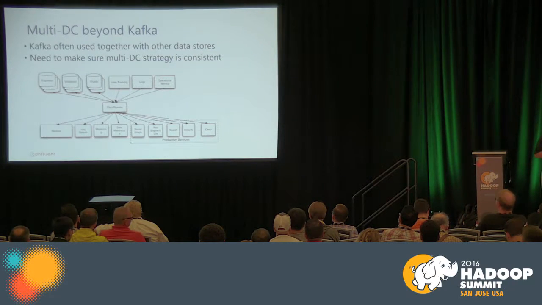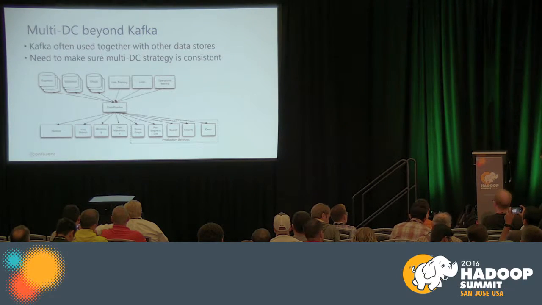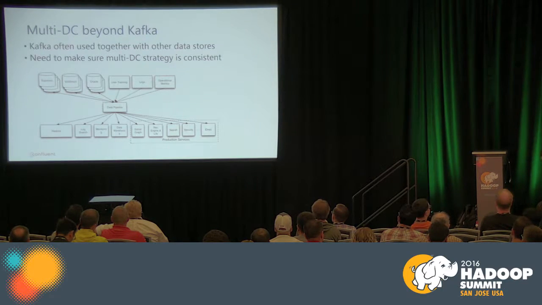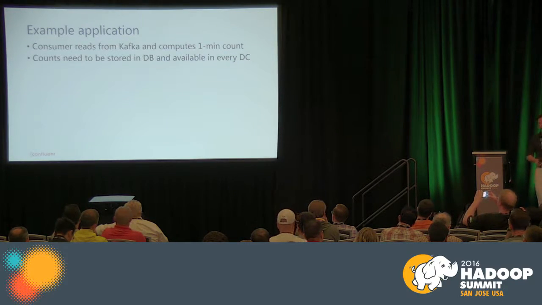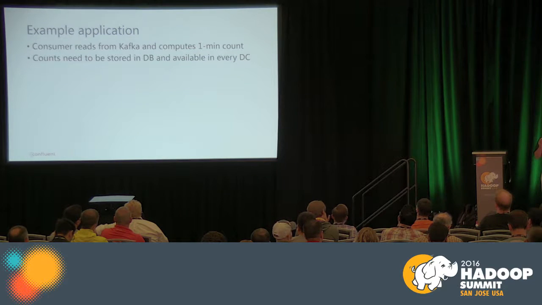Okay, beyond Kafka, when you use Kafka, it's often used with a lot of other data sources because you may want to take Kafka's data, do some computation, and put that into a database. So when you think about a multi-data center strategy, you have to think about it holistically, not just the Kafka part, but make sure all those data sources, including Kafka, use a consistent strategy. This is just a quick example. Let's say you have an application that keeps reading from a Kafka topic and computing 1-minute counts based on the events. And you want to store that count in a database so you can serve that to the application.